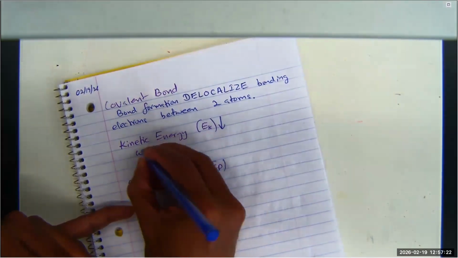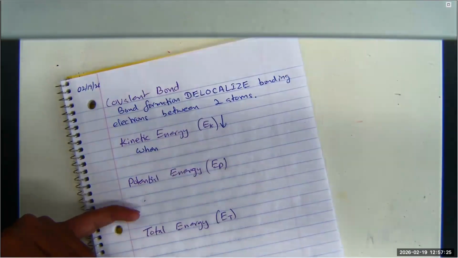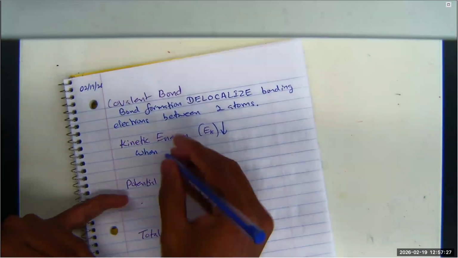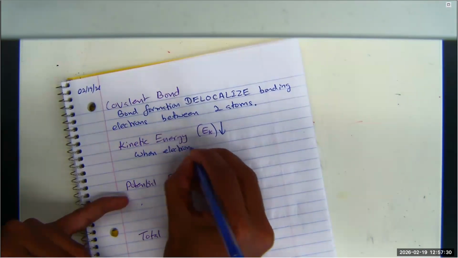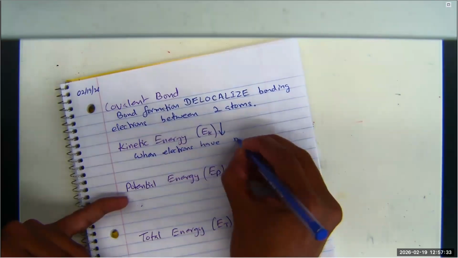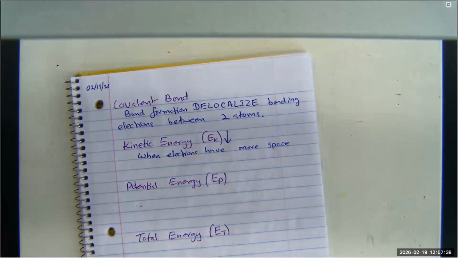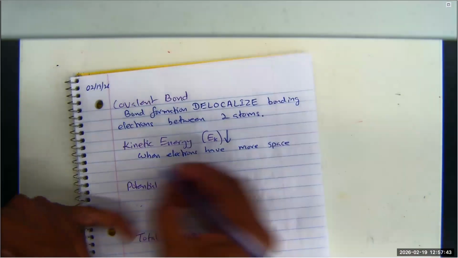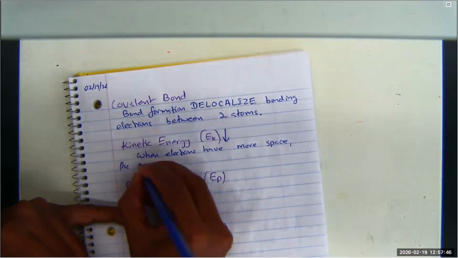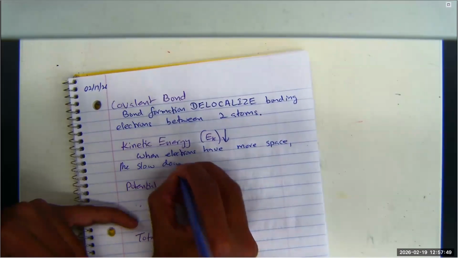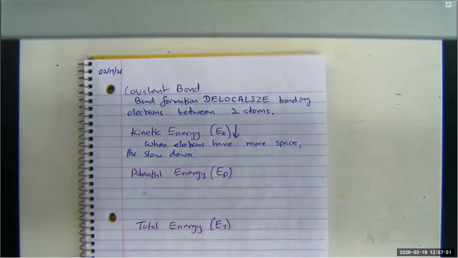Why? I wrote the same thing multiple times now, right? When electrons have more space, and we're talking about the bonding electrons here, by the way, because the other electrons are getting somewhere else, when bonding electrons have more space, they slow down. All right, if you write that, you're going to get points. Okay. Any questions, concerns, comments? All right.